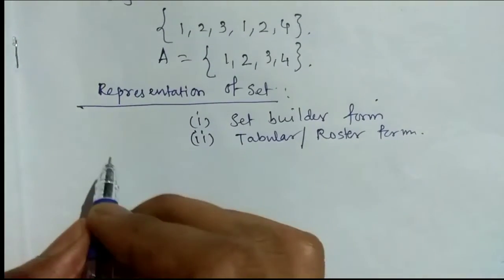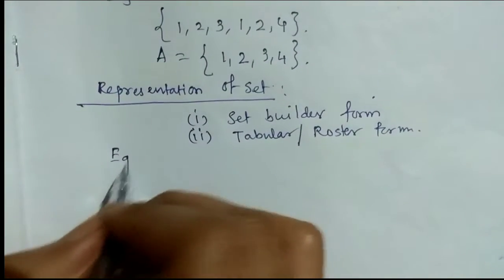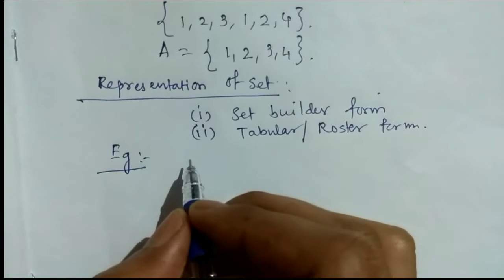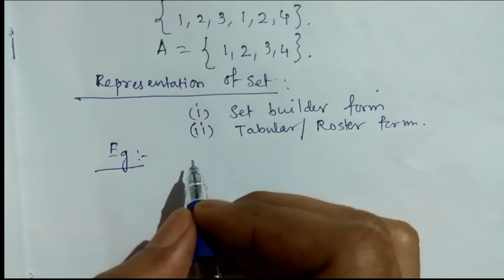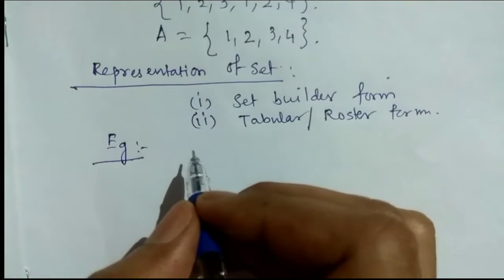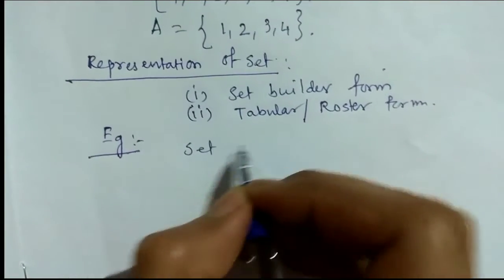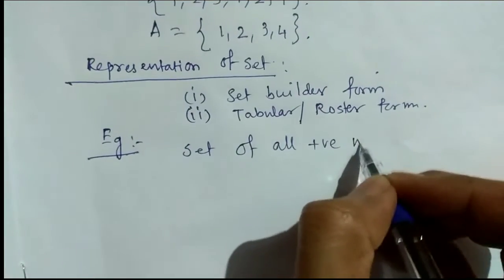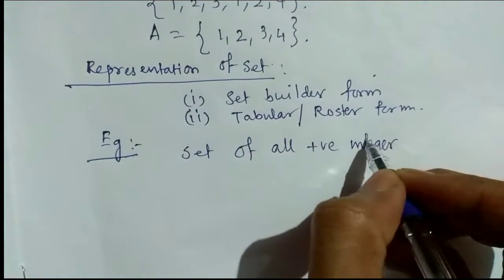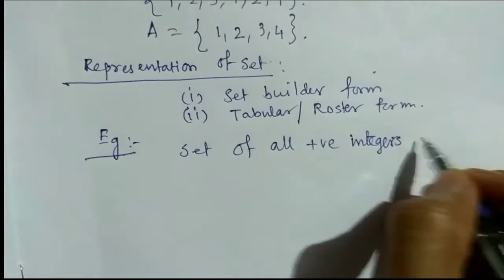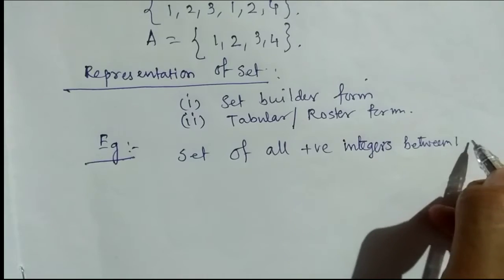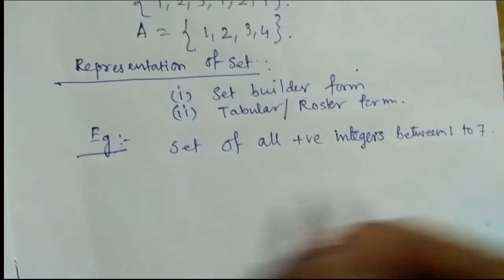Suppose, taking an example, we define the set of all positive integers between 1 to 7.